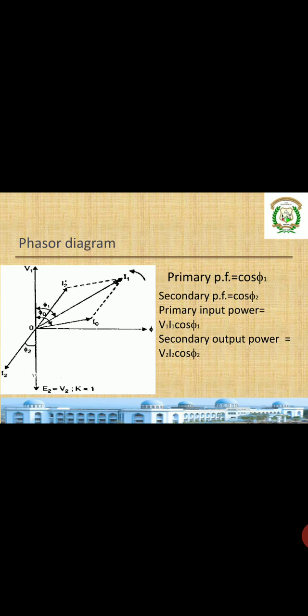In the next video we will see the practical transformer with winding resistance as well as leakage reactance. Thank you.